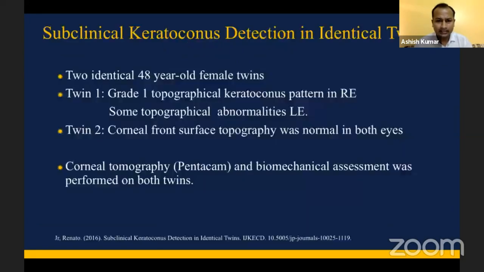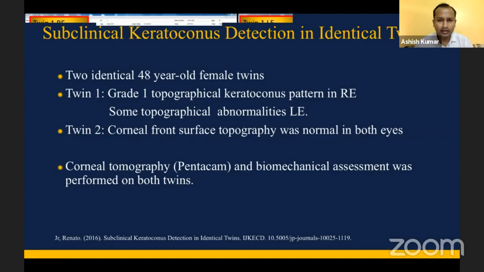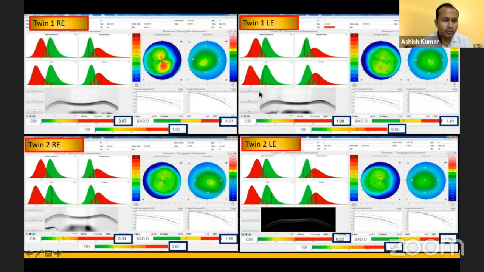This was a very interesting paper from Ambrosio et al., where they showed subclinical keratoconus detection in identical twins. If you see the top photos from twin 1, the right eye shows, in the Pentacam map, signs of keratoconus, and TBI was elevated as expected. Whereas in the left eye, the maps are normal, but the BAD-D is slightly elevated, and TBI is definitely elevated. And if you see twin 2 right eye, the maps look perfectly normal, except that the TBI is elevated. The left eye also has perfectly normal maps, but the TBI is elevated.